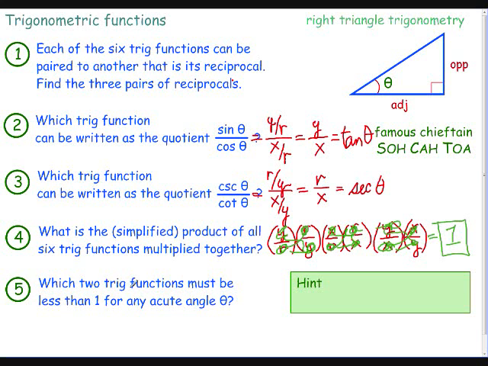Which two trig functions, so there's two of them, must be less than 1 for any acute angle theta? So if we're looking in this first quadrant, right, between 0 and 90 degrees, we have an acute angle. Which two must be less than 1?